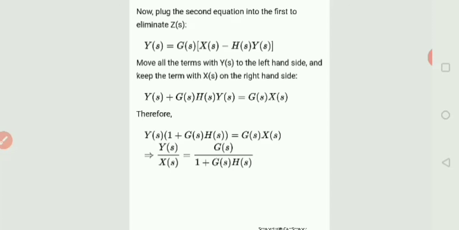So this is the ratio of output to input. Here Y(s) is the output and X(s) is the input. We can say the Laplace transform of the output upon the Laplace transform of the input is called the transfer function. Like this, we can get the same for a positive feedback system. The transfer function is nothing but the ratio of the Laplace transform of the output to the Laplace transform of the input.